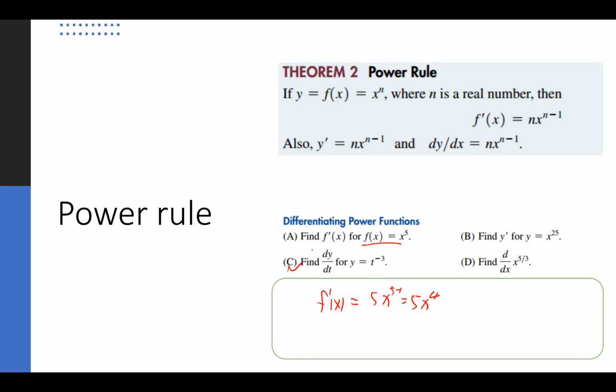Now look at the third question. If y equals t to the power of -3, then we can say dy over dt, which is another way to express the derivative, becomes -3 times t to the power of -3 minus 1. And that gives us -3 times t to the power of -4, right? So you can apply the same rule and work out b and d as well.